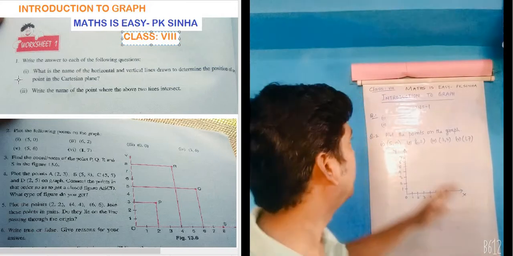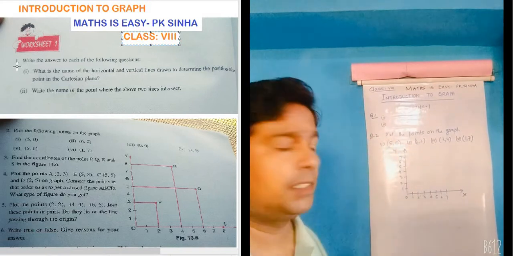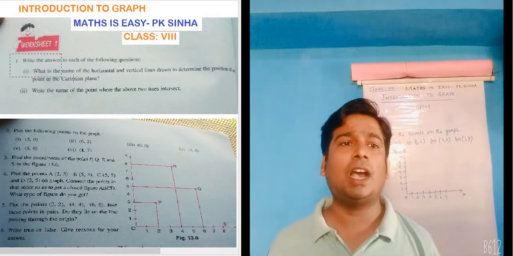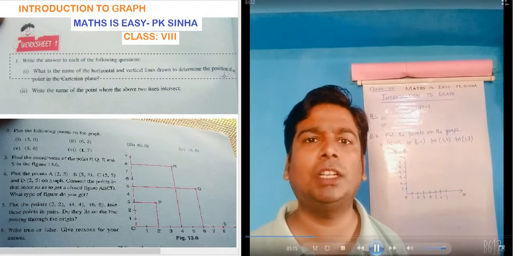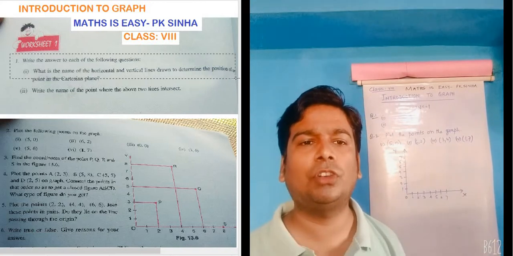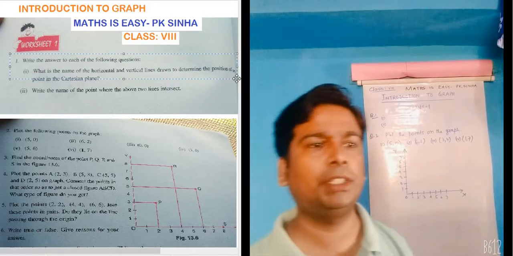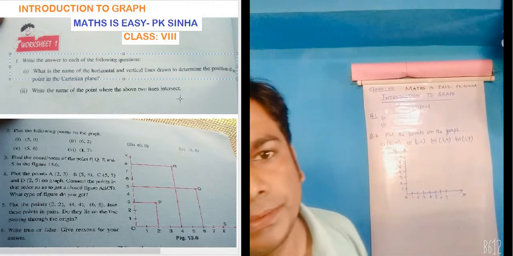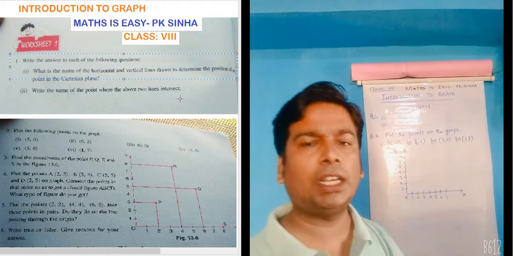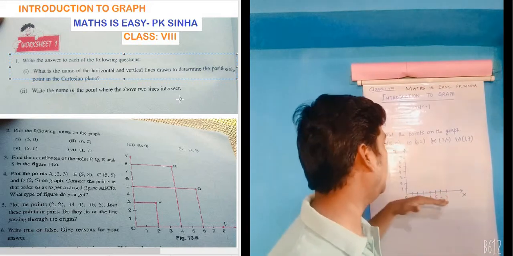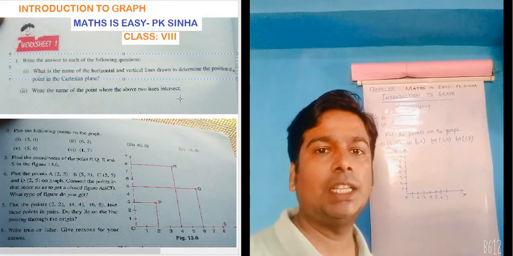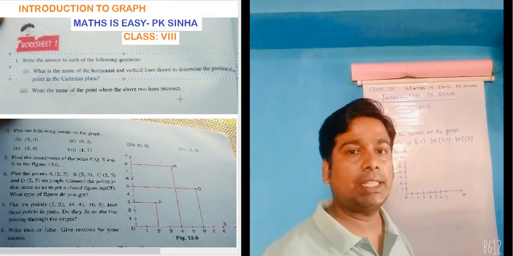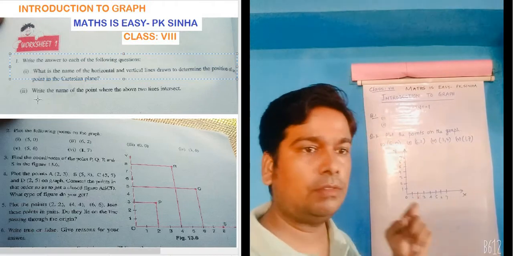Okay students, question number 1 is: write the answer to each of the following questions. First, what is the name of the horizontal and the vertical line drawn to determine the position of any point in the Cartesian plane? Name the horizontal line and the vertical line. Everyone knows, I have already discussed it. The horizontal line is called the x-axis and the vertical line is called the y-axis.